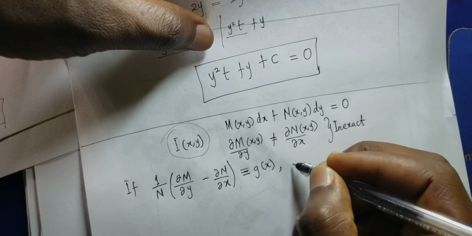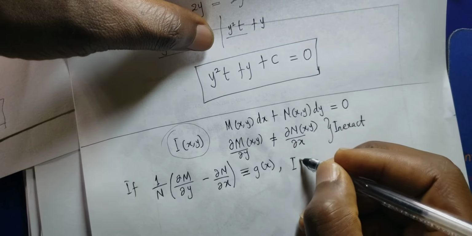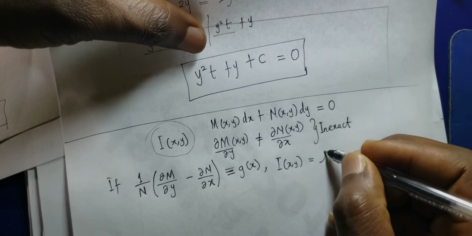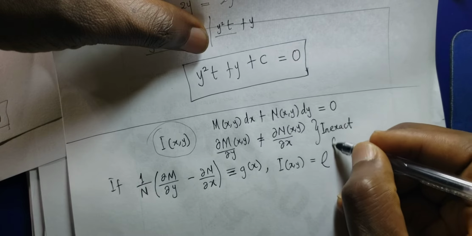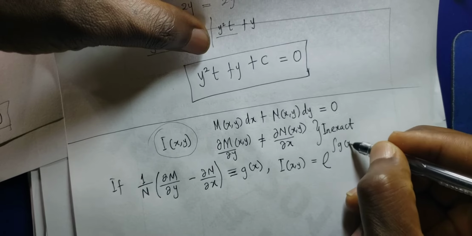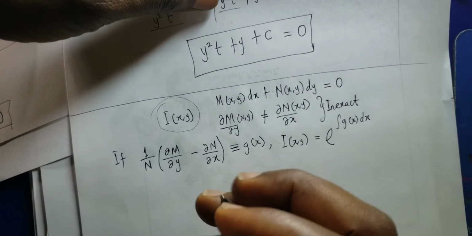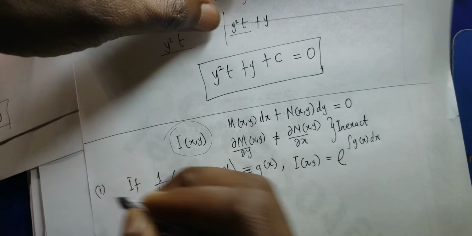Then we can get an integrating factor, I of x comma y, which is given by exponential, or e raised to the power integral of g of x dx. Don't worry, we're going to solve some problems. You see how this works. Okay, so that's case one.